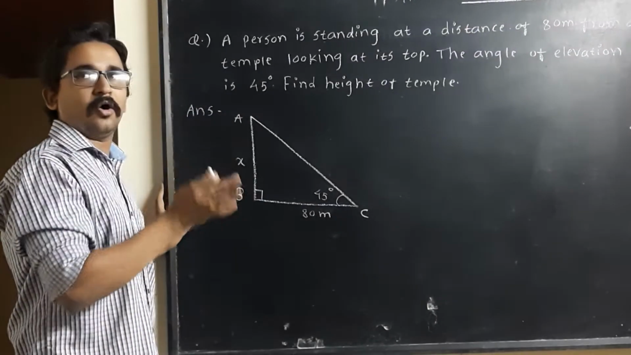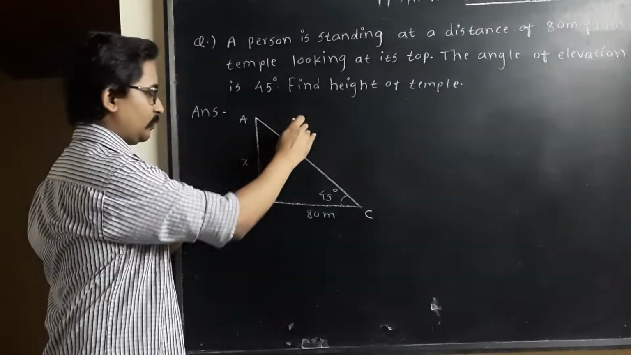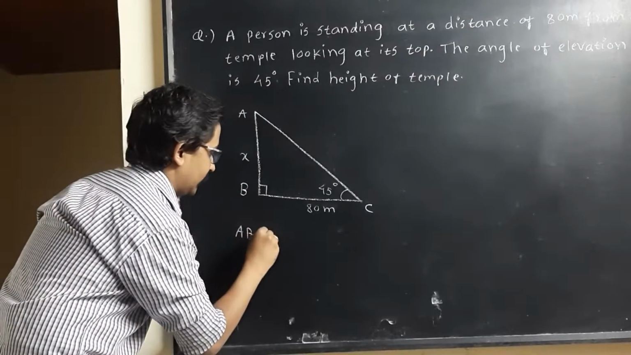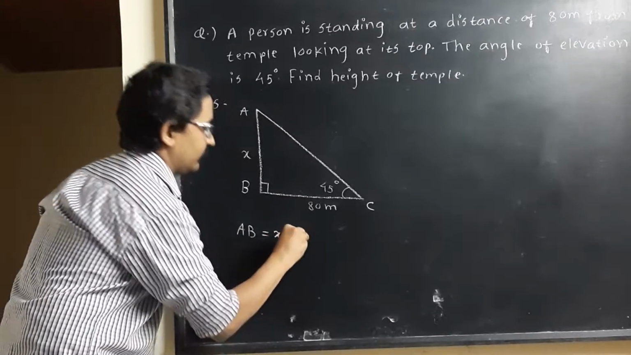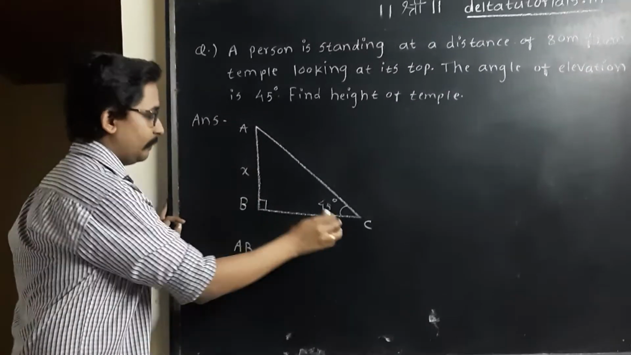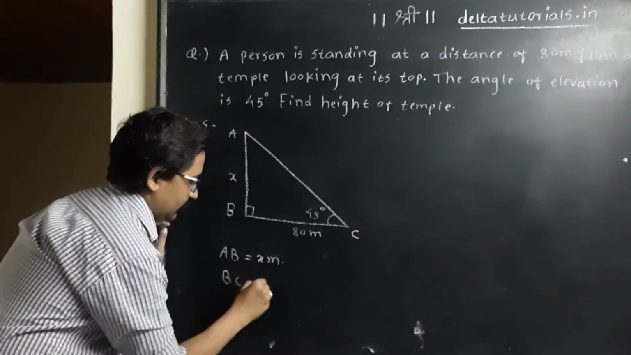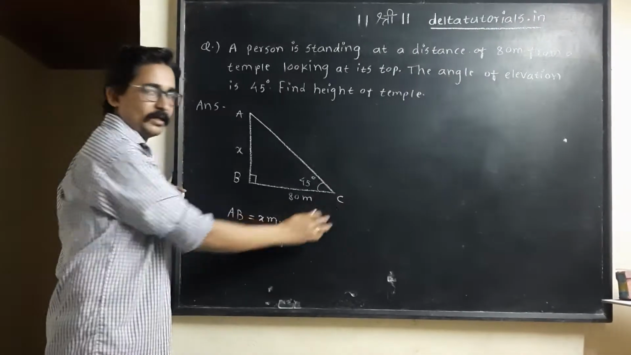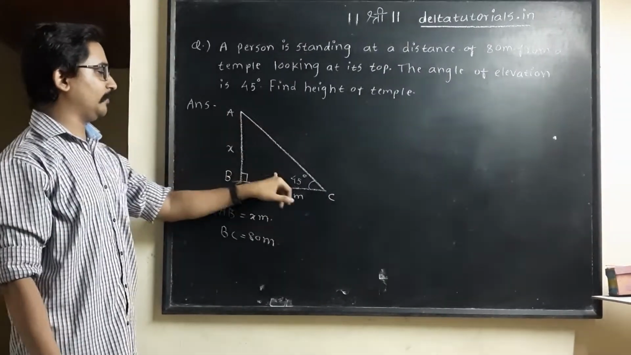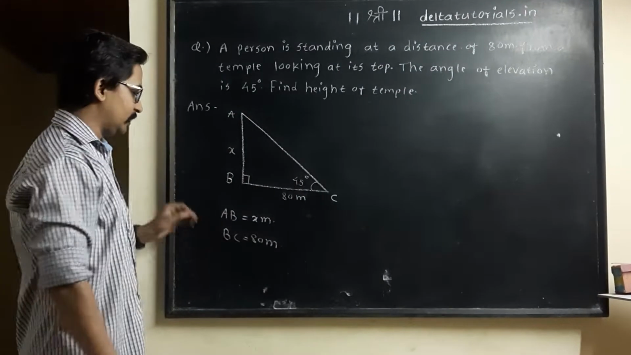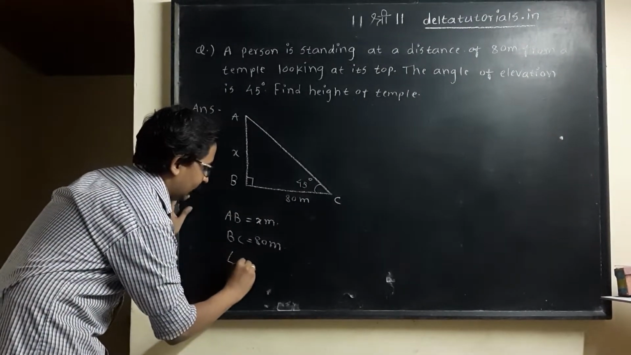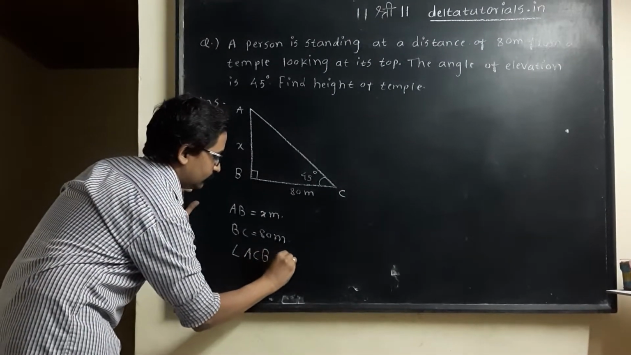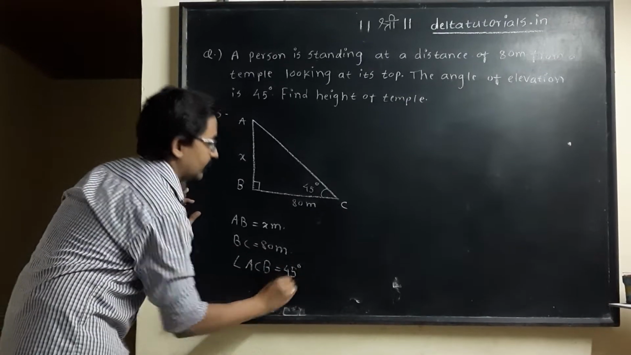First of all, we will write all the given quantities which are present in the problem. AB represents the height of the temple, which is x meters. We don't know its value, we need to find it. BC is 80 meter. C is the point where that person is standing and looking at the top of the temple by making an angle 45 degree. So angle of elevation here, that is angle ACB, is equal to 45 degree.